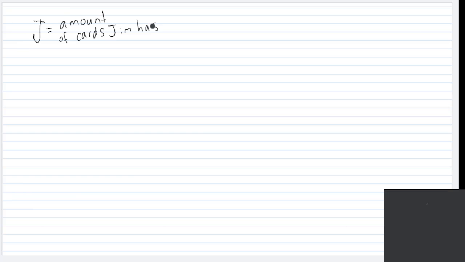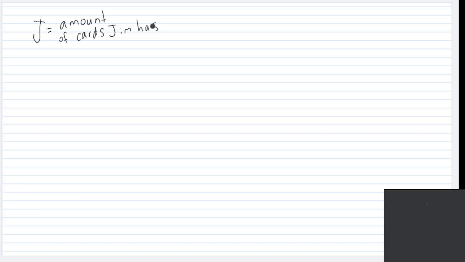All right, Jim has. What is the amount of cards that Jim has? We want to write a variable for that. What do you think we should use? X. Oh, J. J would be better. So J, the amount of cards that Jim has, is equal to. So J equals the amount of cards that Jim has.